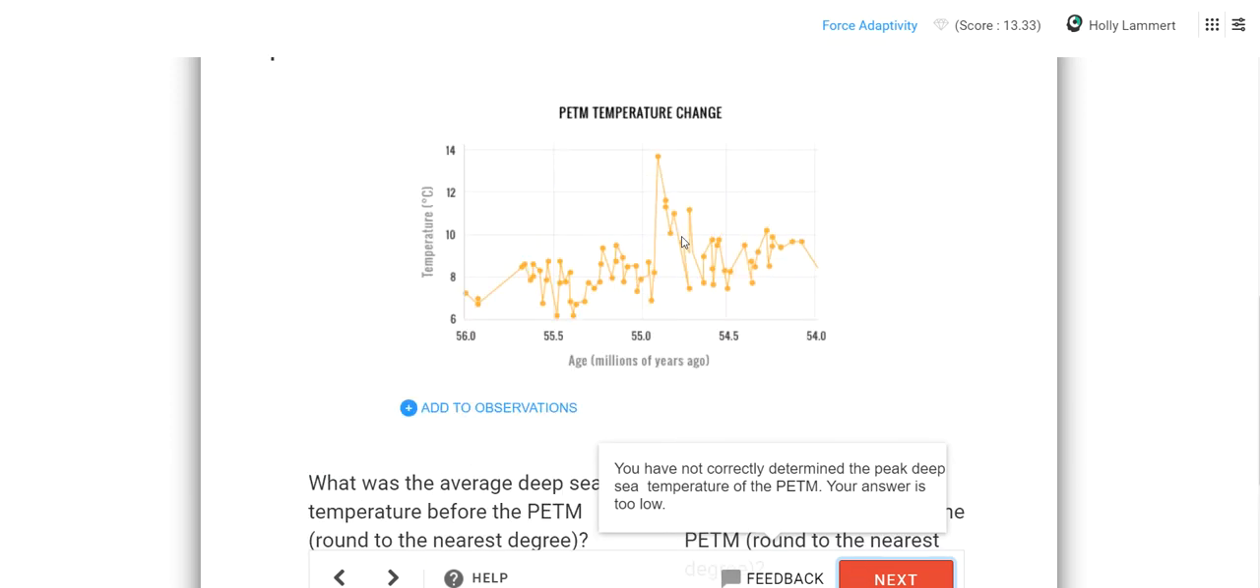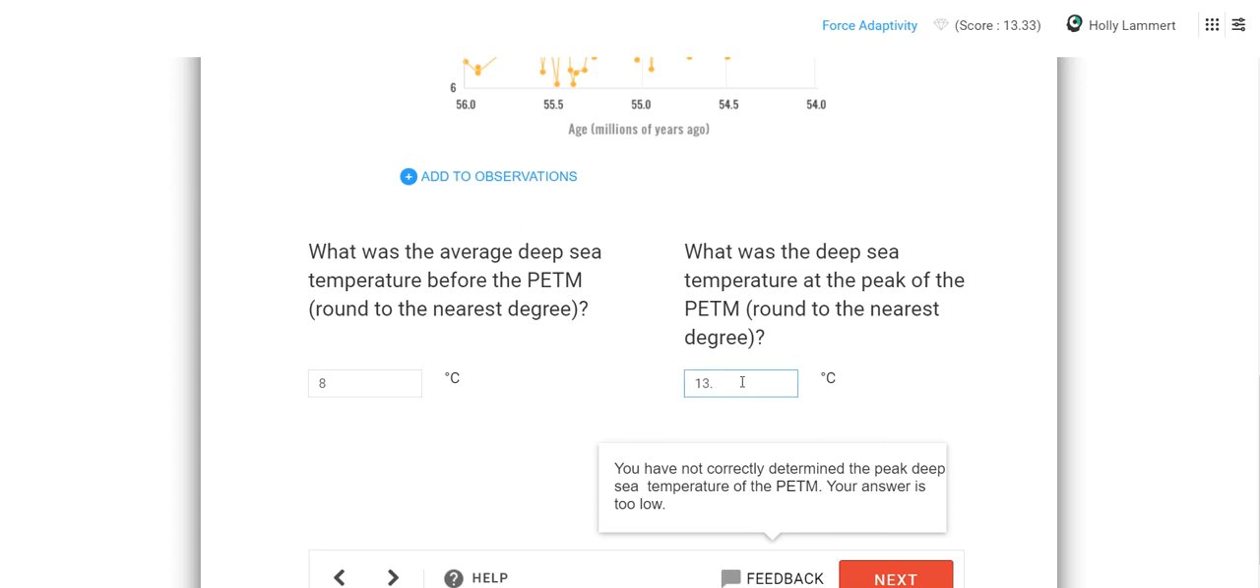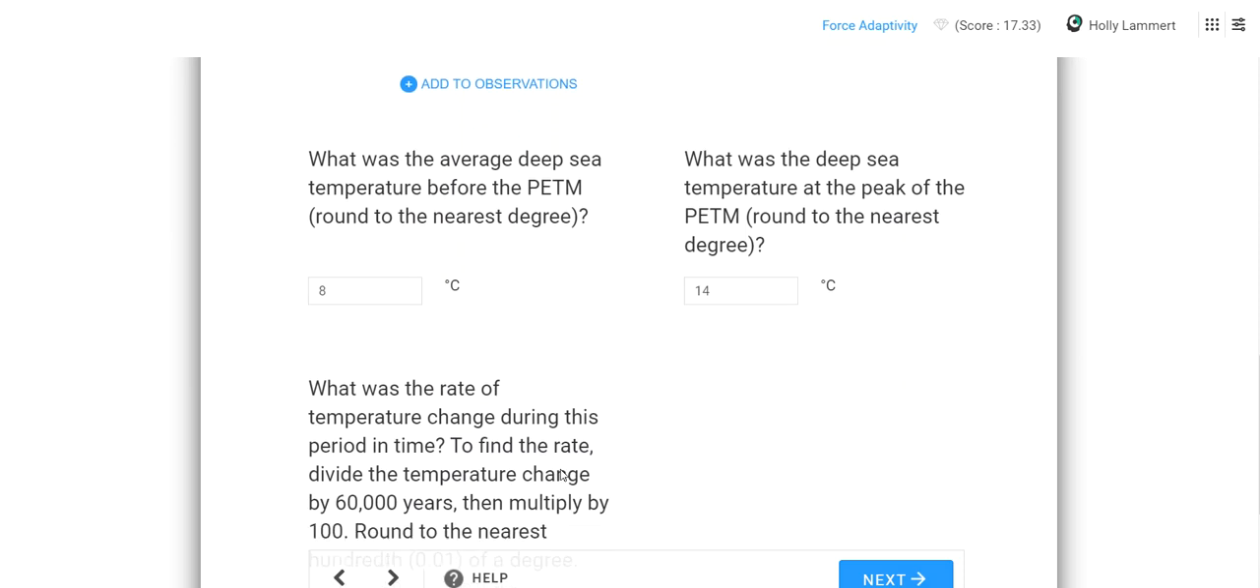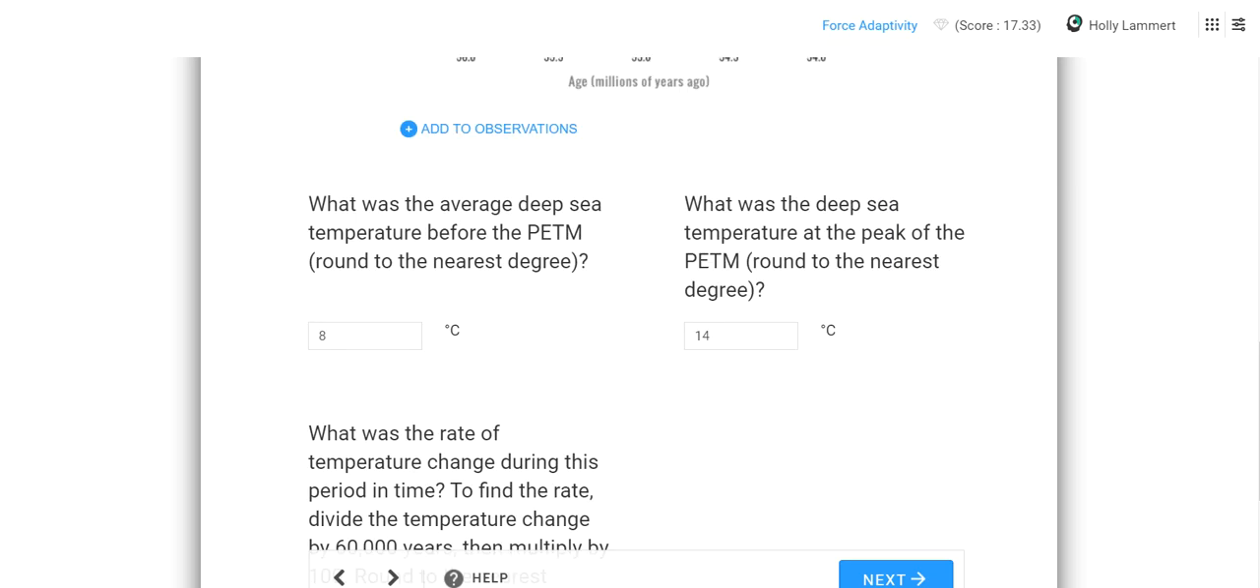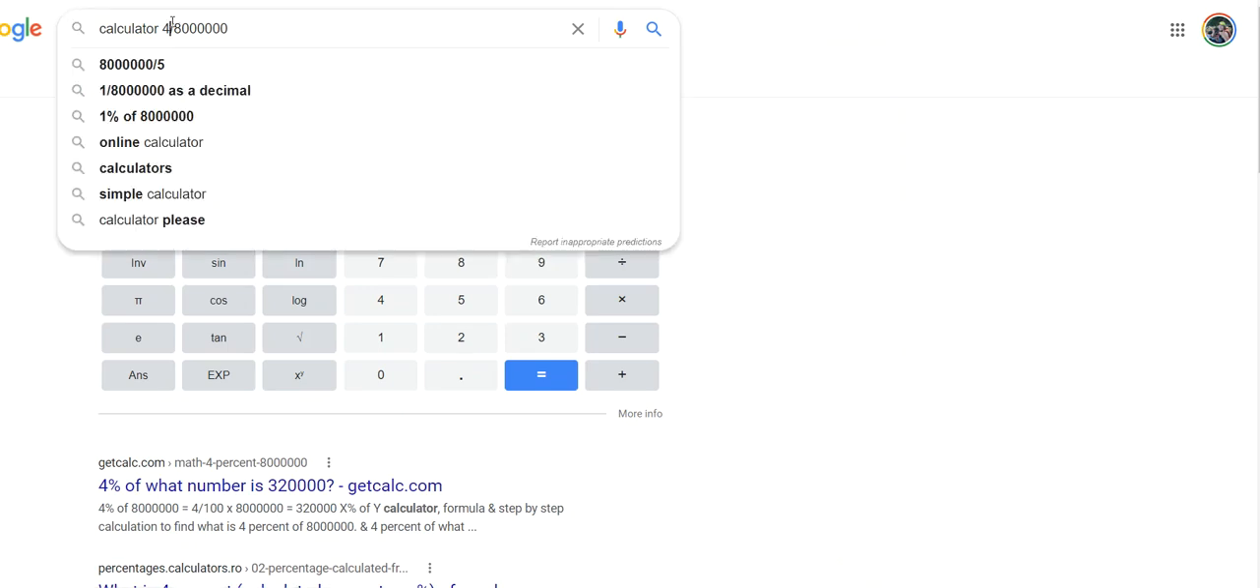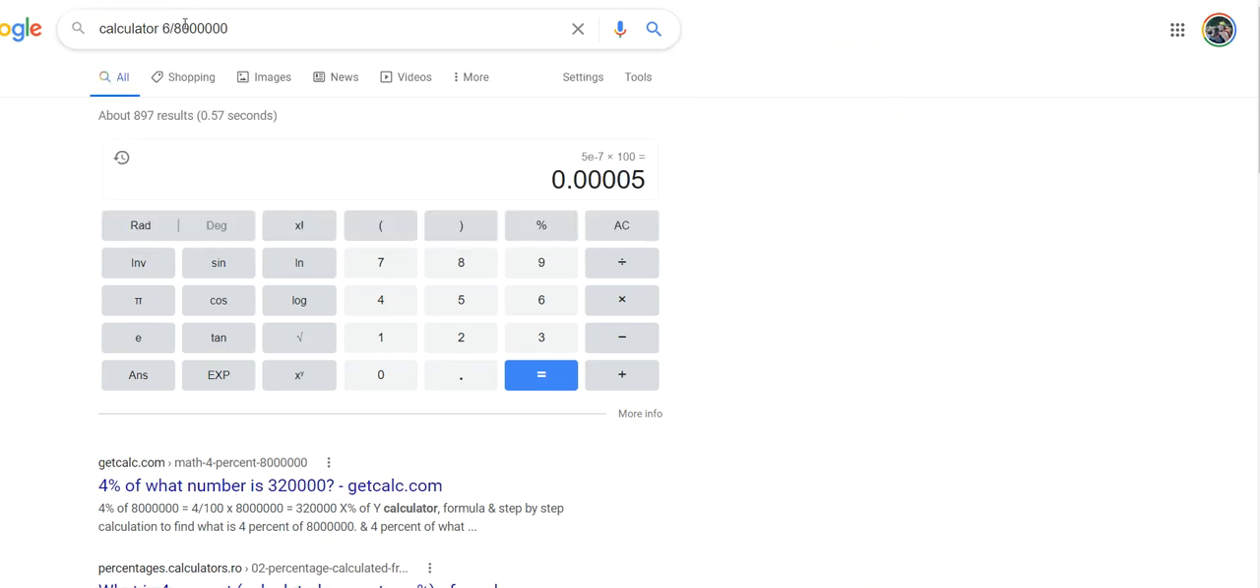Our answer is too low. 14? Okay. I was being too exact. Okay, so over 60,000 years, we had an increase from 8 to 14 degrees C. What was the rate of temperature change during this time period? Okay, so we know how to do the rate. Again, that's the temperature change over the number of years, and then if we're doing it per century, we multiply by 100. So how many degrees are difference between 8 and 14? That would be 6. So here we're going 6 over not 8 million, but we have 60,000.